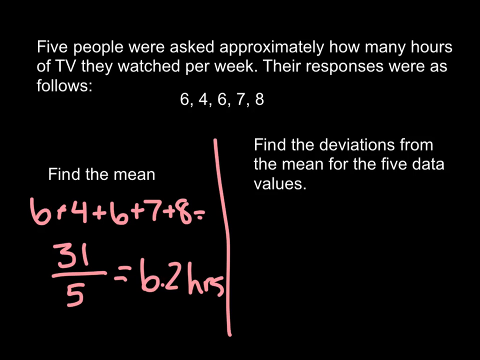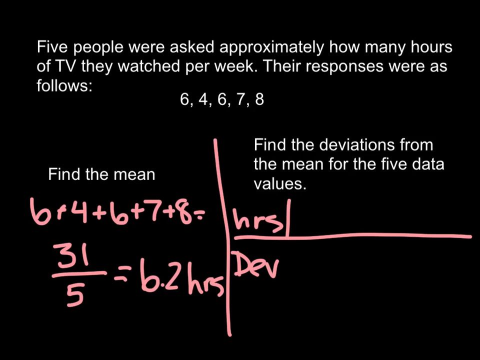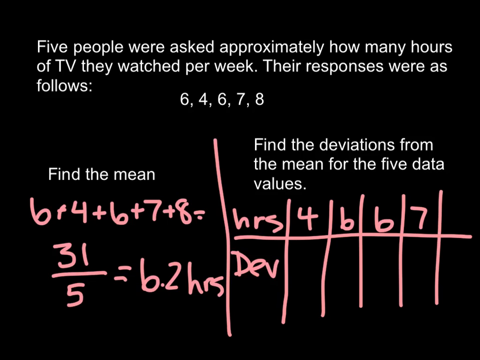Now, we need to find the deviations from the mean for the 5 sets of values. So, we have hours, and then we have the deviation. So our hours, I'm just going to go in order, are 4, 6, 6, 7, and 8.